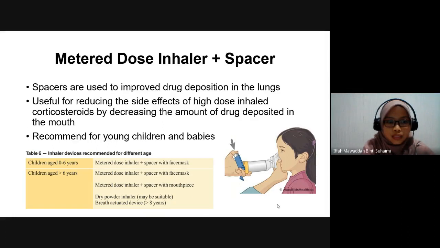The spacer device is used to improve drug deposition in the lungs and is also useful for reducing the side effects of high-dose inhaled corticosteroid by decreasing the amount of drug deposited in the mouth. So MDI with spacer is recommended for young children and babies because it does not require the user to have good coordination when using it.